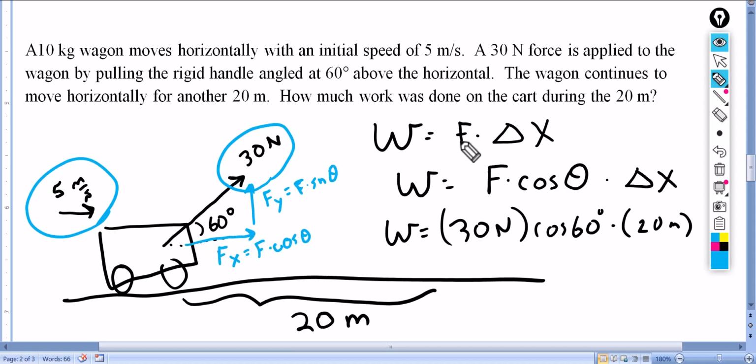So many times the work formula is actually written as such, Fx times delta x, Fx being understood to be the cosine component. So if we go ahead and type this in a calculator, we're going to get 300 newtons. Make sure you're using degree mode.